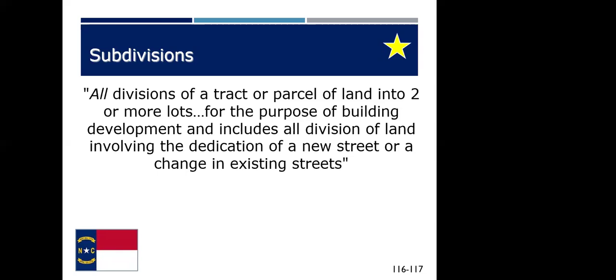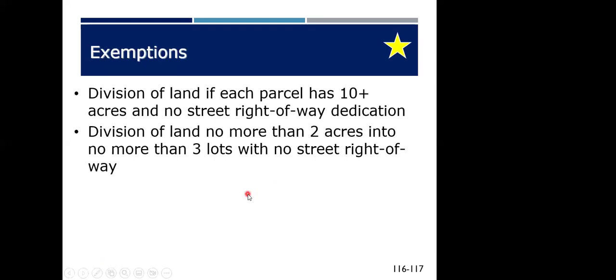So again, the developer is starting with the zoning board first to see if we can get approvals for the subdivision. Real quick, I'm not spending a lot of time here, but just real quick to that subdivision definition, there are a couple exemptions. In other words, if you have a division of land where each parcel is 10 or more acres with no street right of way, or if you have a division of land of no more than 2 or no more than 3 with no street right of way, then it doesn't fall under the definition of a subdivision. So we're just referring to subdivisions here.